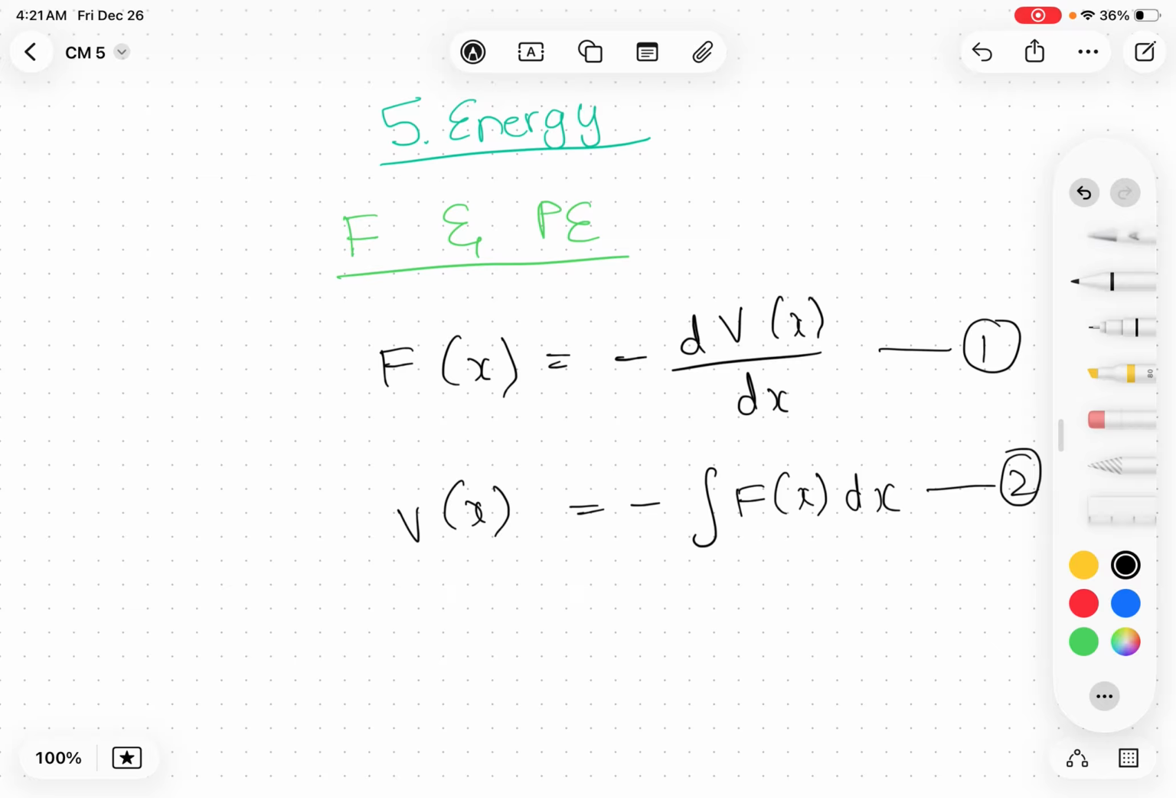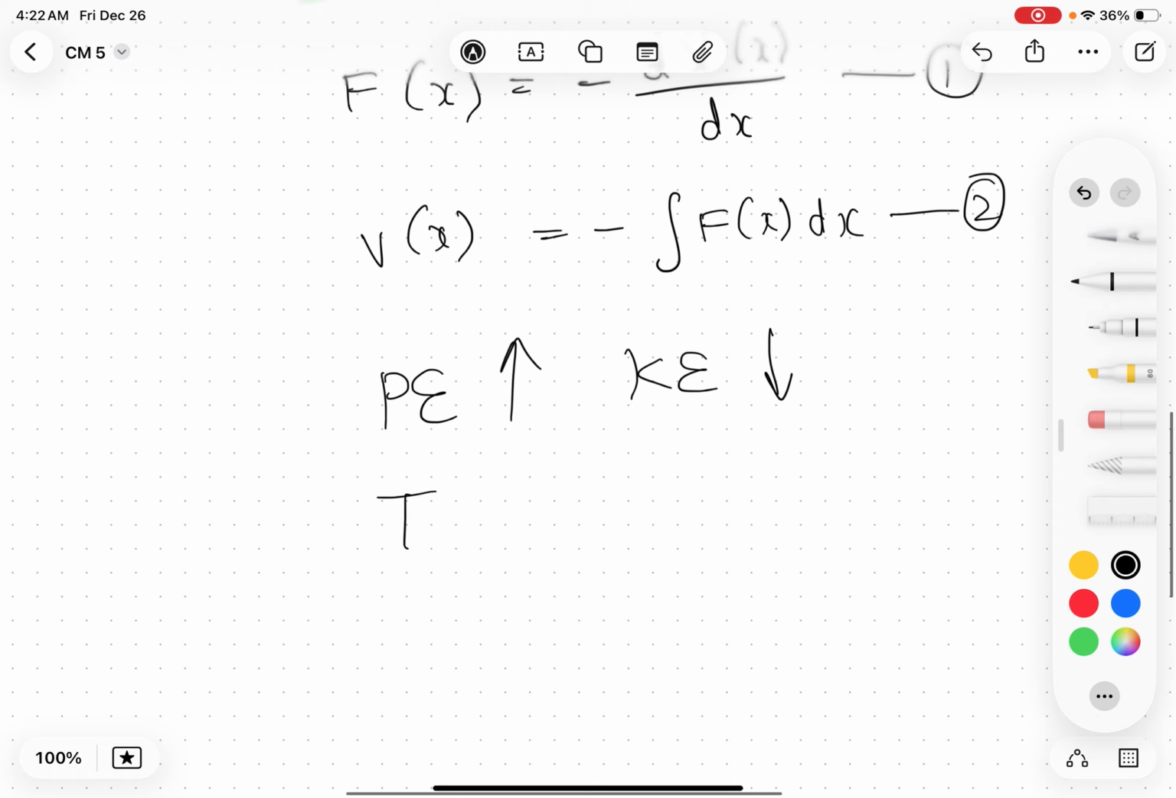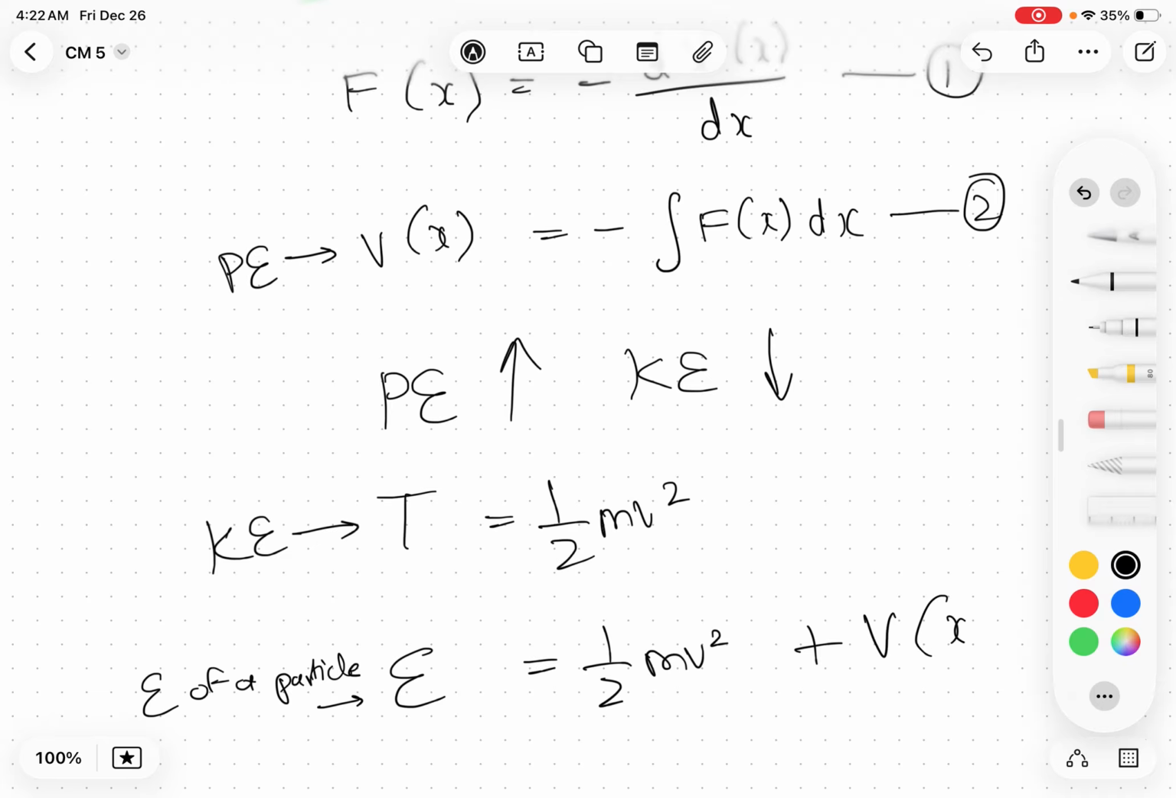And now remember too that as potential energy increases, kinetic energy decreases. It's kind of inversely proportional. Kinetic energy is denoted by T, and this is again potential energy. Of course, the formula is just half m v square. And the energy of a particle is just half m v square plus the potential energy of it.